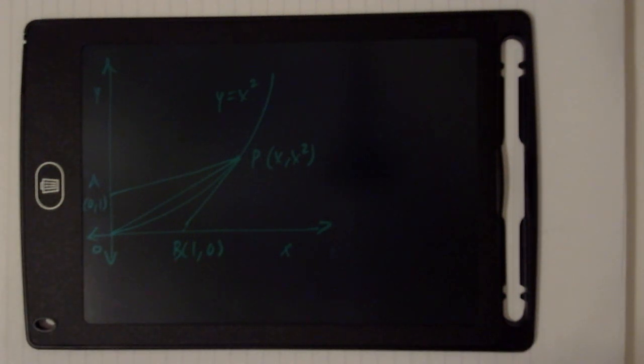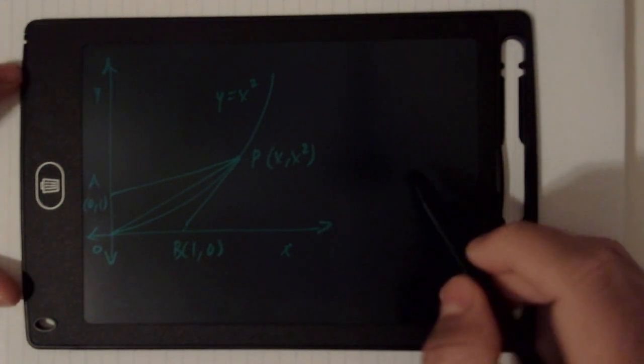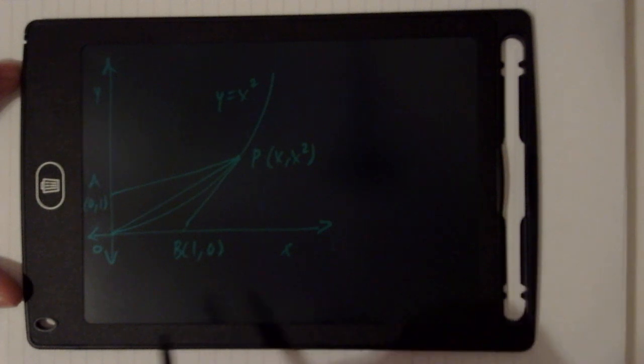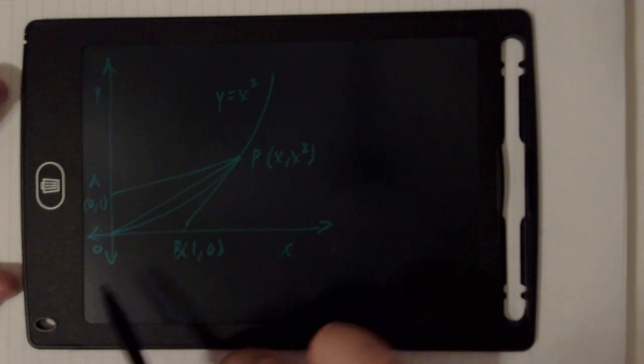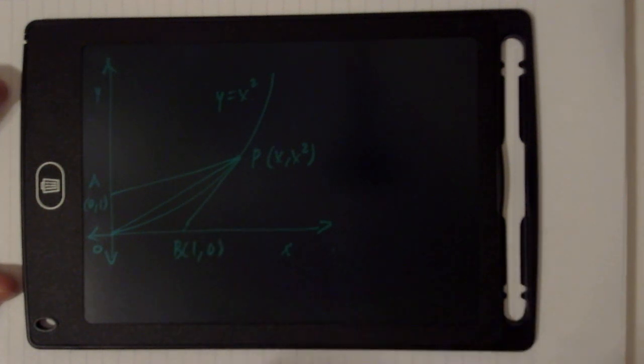So in this video we're going to be looking at this question. We have a parabola y equals x squared and we have a point P on it. The coordinates for that, we've labeled as (x, x squared). And then we have a point B on the x-axis, (1, 0). And we have a point A on the y-axis, (0, 1), excuse me. And they both join with P using these line segments.